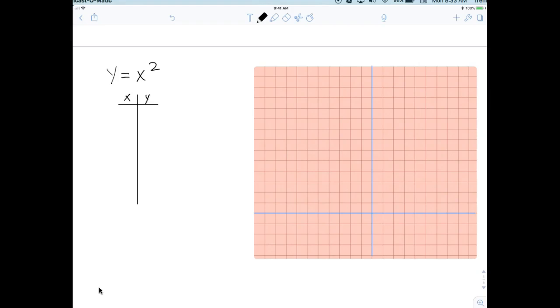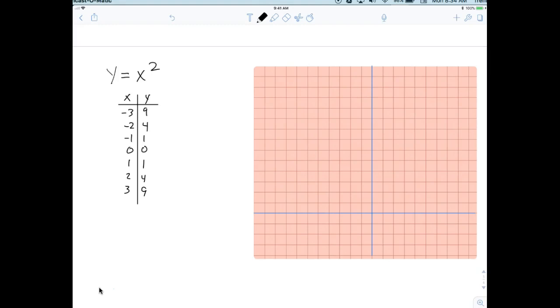Now what I want everybody to do is put in -3, -2, -1, 0, 1, 2, and 3. Now what's -3 squared? 9. -2 squared. -1 squared. And 0 squared. So now everybody sees my point. Is everybody with me on this? All right, that wasn't hard.